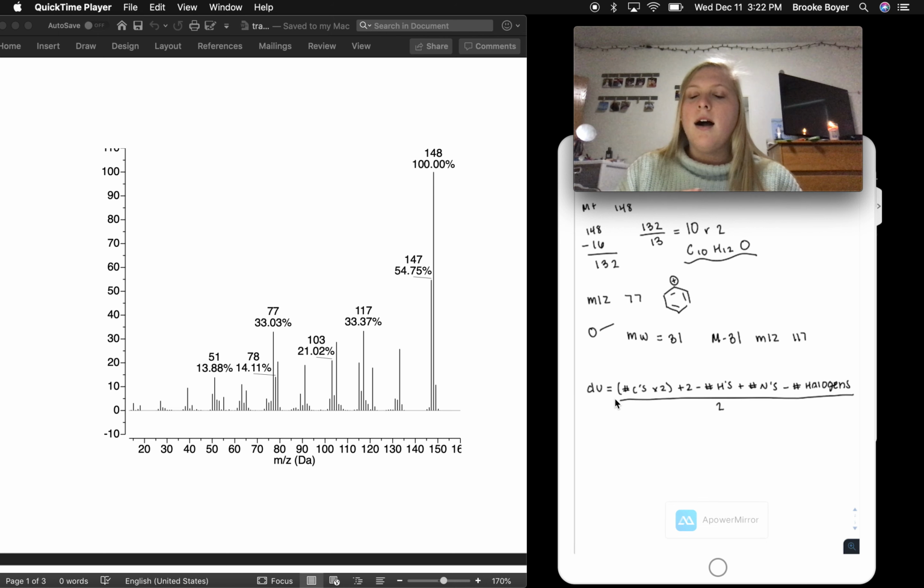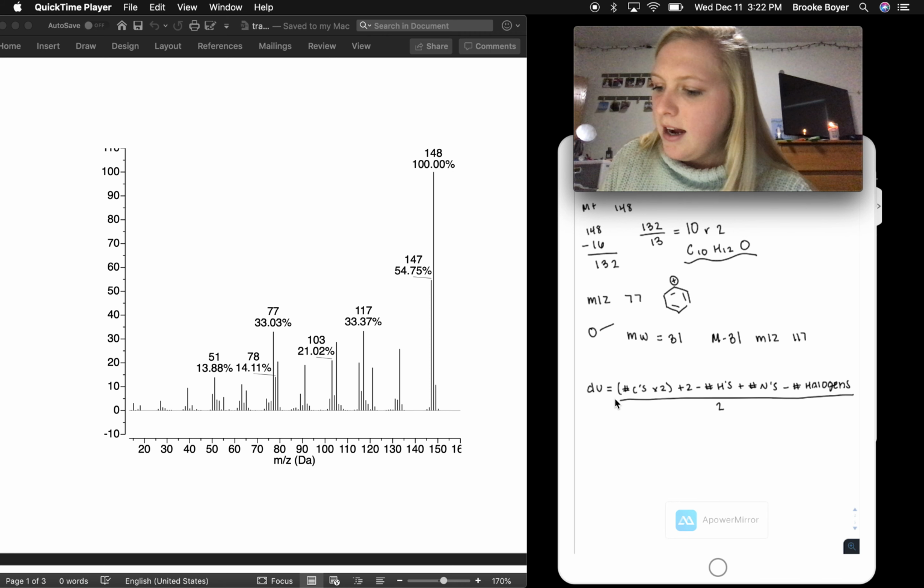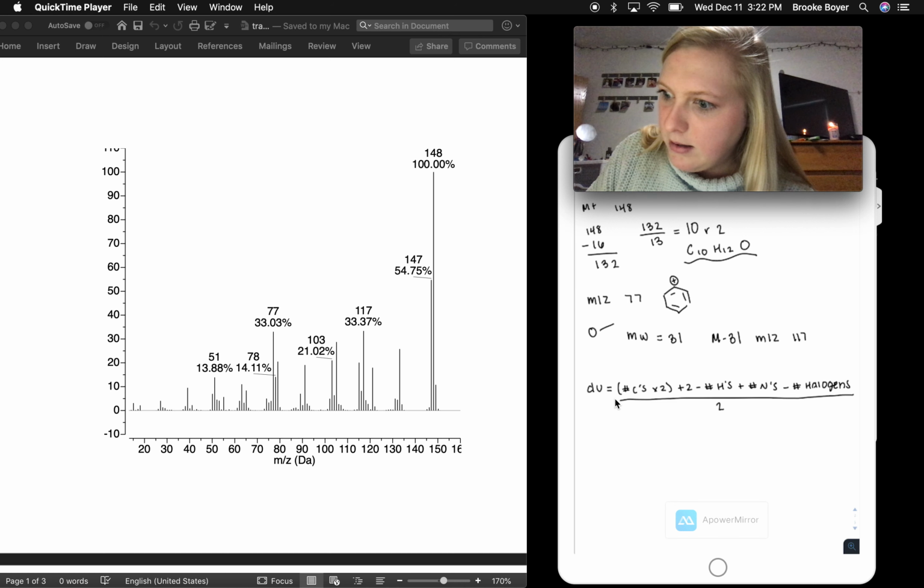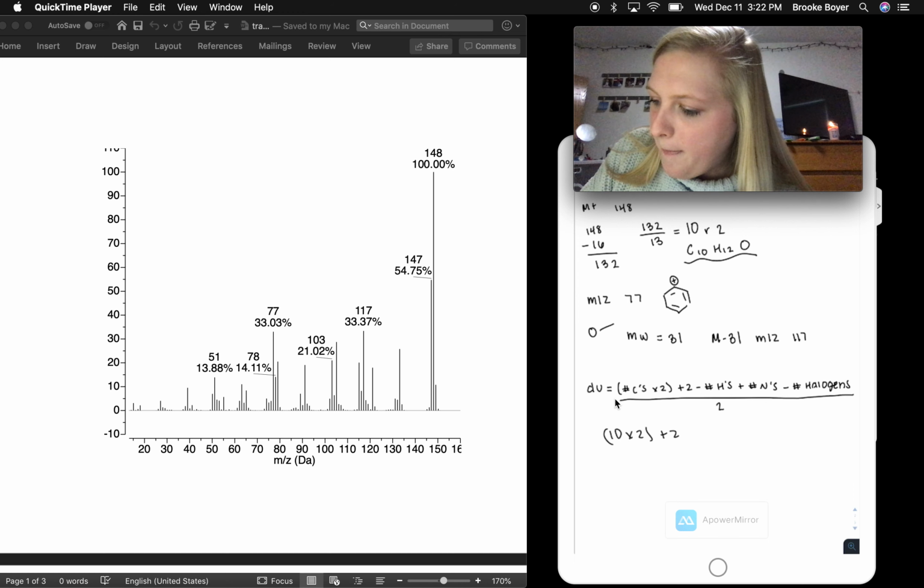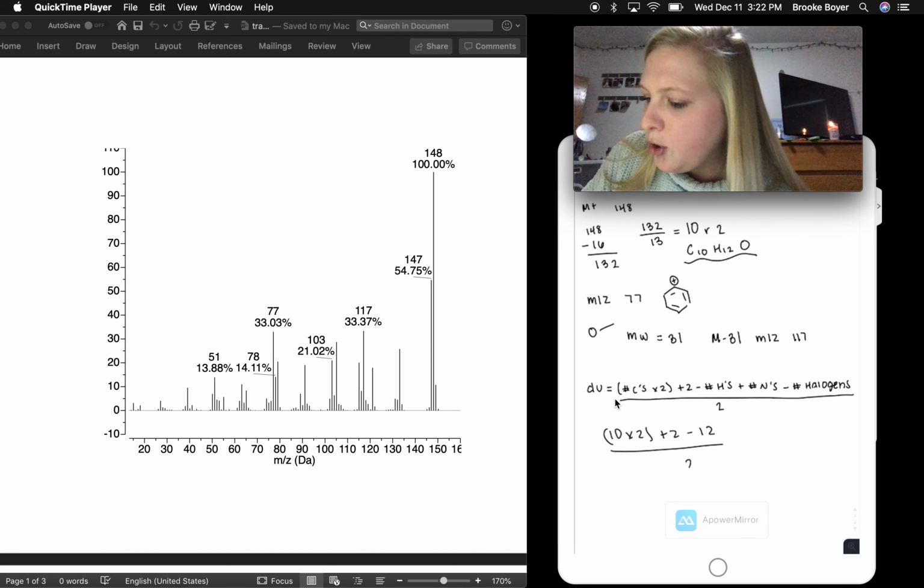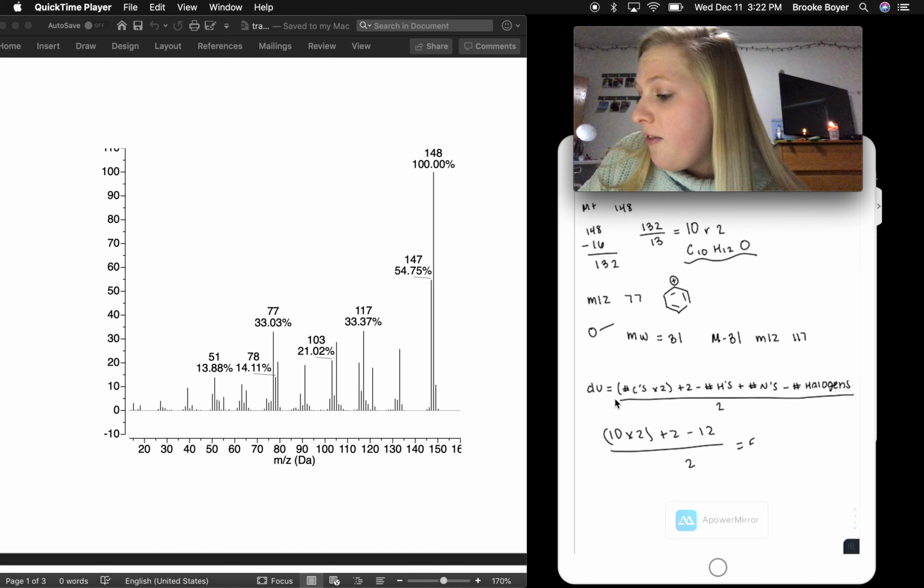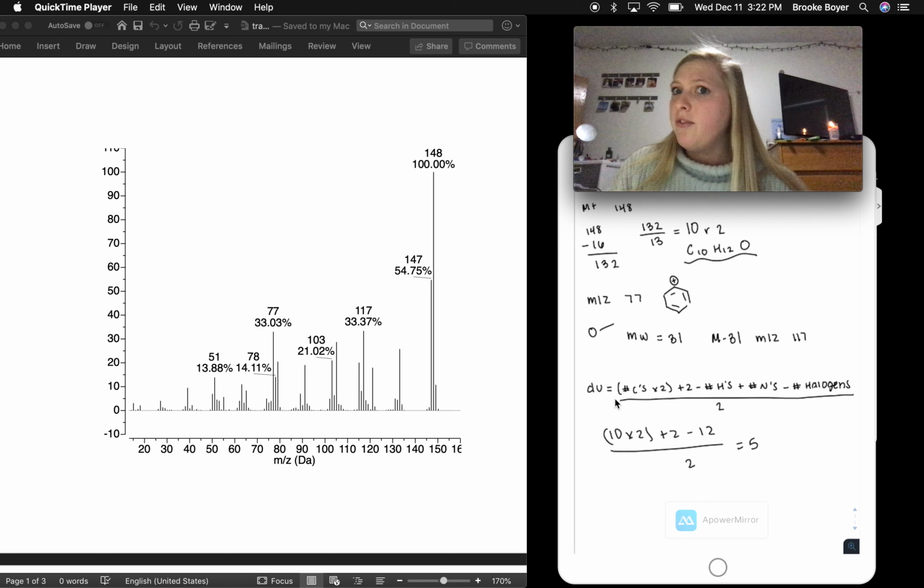The next thing we're going to do is find the degrees of freedom, which tells us how many double bonds or how many rings are in our compound. So for this compound, the degrees of freedom is the number of carbons, 10 times 2, plus 2, minus the number of hydrogens, which is 12, all divided by 2, which gives us degrees of freedom of 5, which means we have 5 double bonds and/or rings.